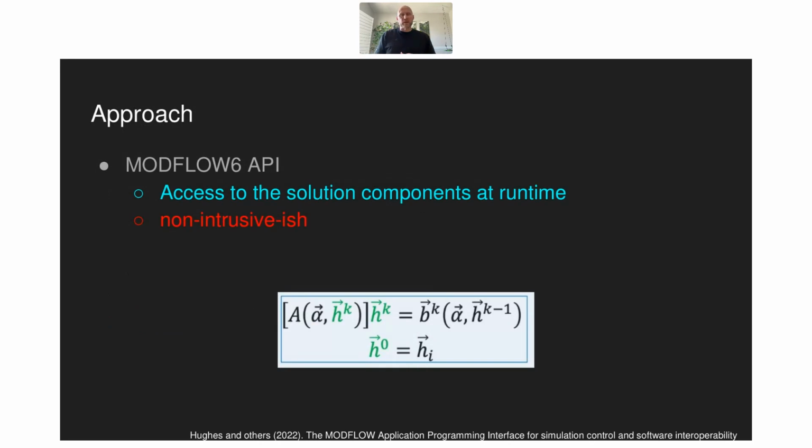The key to what we figured out with this lies in the MODFLOW 6 API. The MODFLOW 6 API lets us access those solution components without having to modify MODFLOW 6. We can get the conductance matrix, the heads, the right-hand side, a variety of other quantities without us having to change MODFLOW 6 at all. That's the key to this thing. That makes it non-intrusive-ish.